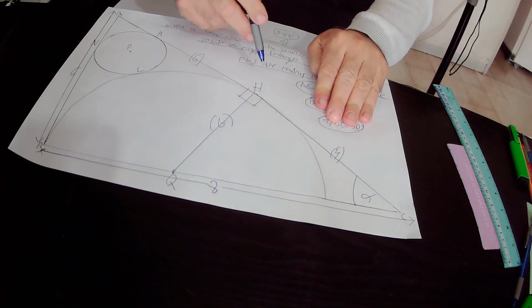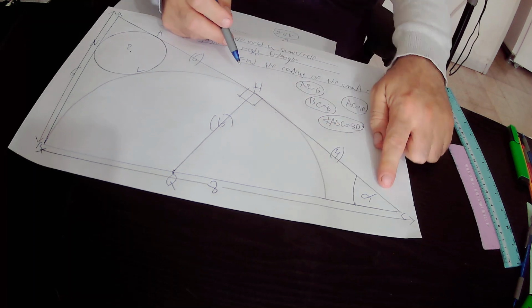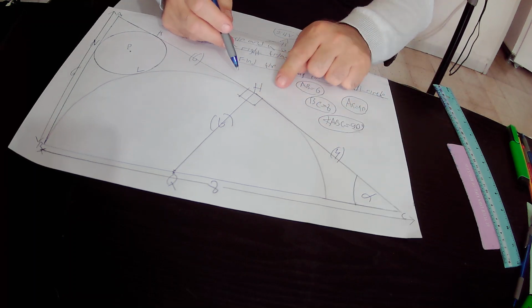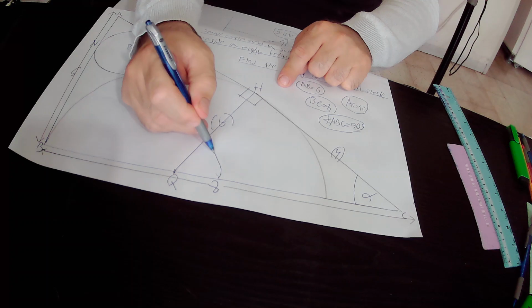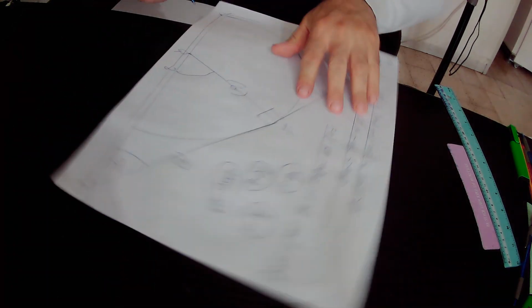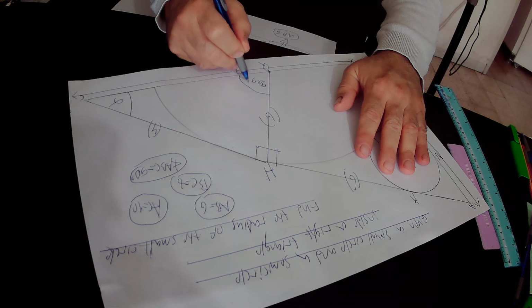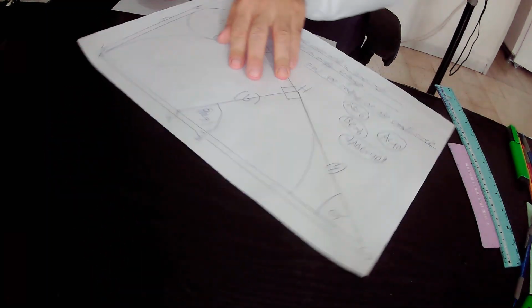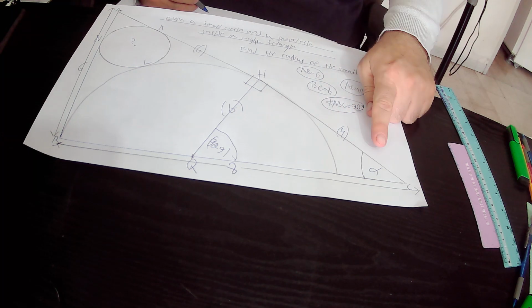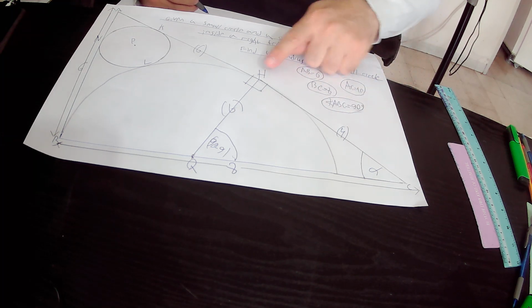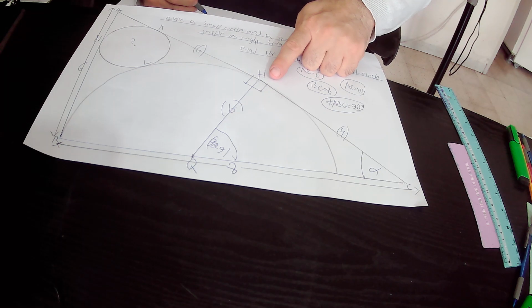In this small right triangle HQC, this angle equals alpha, this angle equals 90 degrees. Therefore, this third missing angle must be equal to 90 degrees minus alpha. Why? Because 90 degrees minus alpha plus alpha is 90 degrees, and 90 degrees plus 90 degrees is equal to 180 degrees. That is the sum of the angles in any triangle.